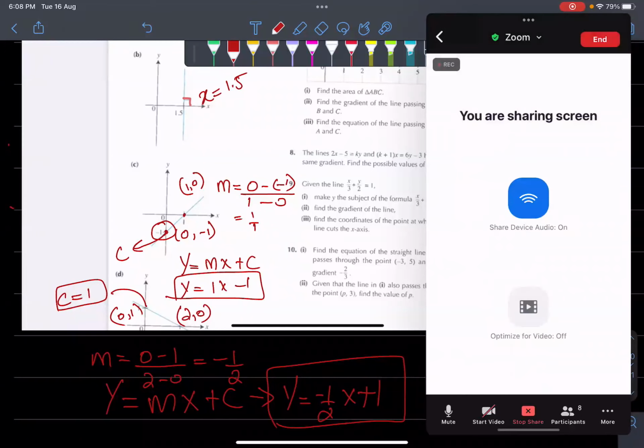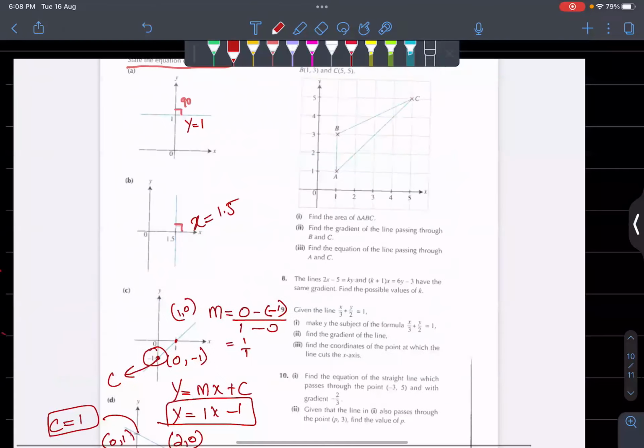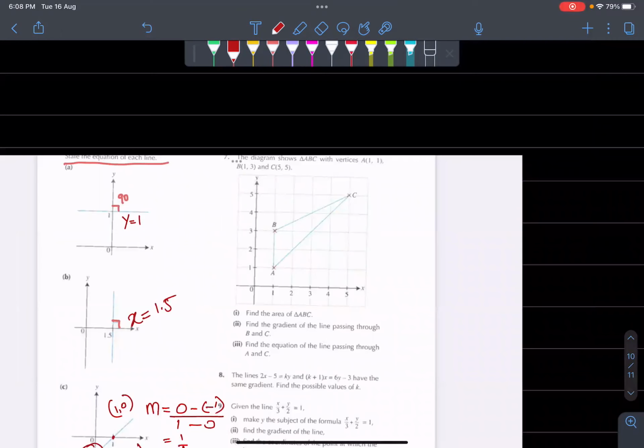Okay, that's good. Let's move. Let's do another question now. If we look at question 7, this is a good question. Find the area of the triangle ABC.